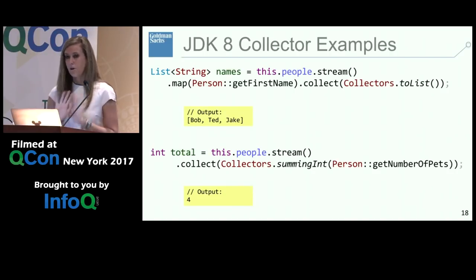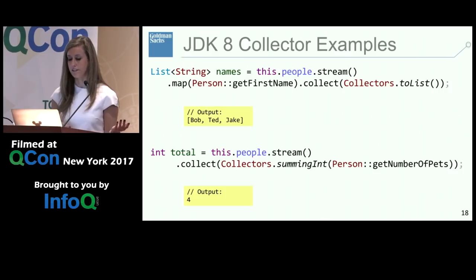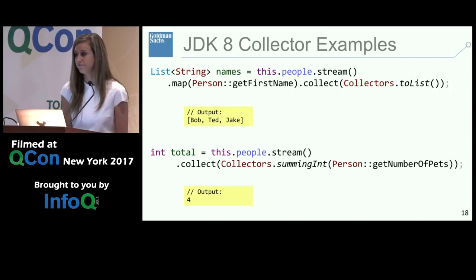These are all just plain Java examples, no Eclipse Collections yet. In the first example, we have our list of people. We're calling stream on it, and we're mapping each person to their first name, and then we're saying put that into a list for me, which is Collectors.toList. What that does is it takes our stream and puts everything into a list of first names, and the output is Bob, Ted, and Jake.